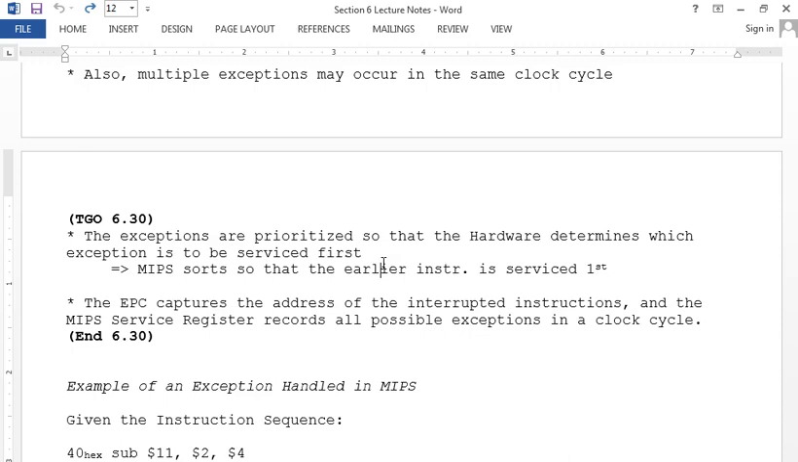The error program counter captures the address of the interrupted instruction, and the MIPS status register reports all possible exceptions in the clock cycle. So the status register is going to say, is this one possible? Did it happen? Yeah, it did. Is this one possible? Did it happen? Yeah, it did. All right, well, I'll give priority to the error program counter. Then the next instruction is just EPC plus 4, right?